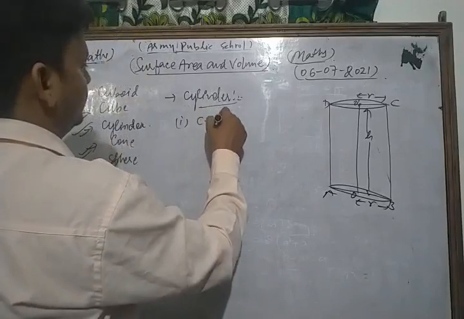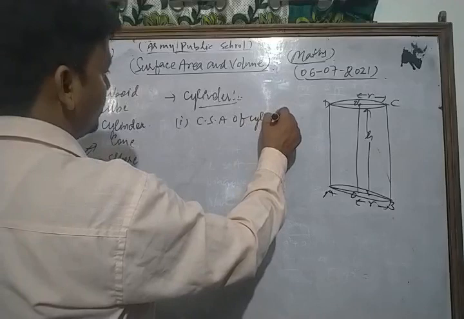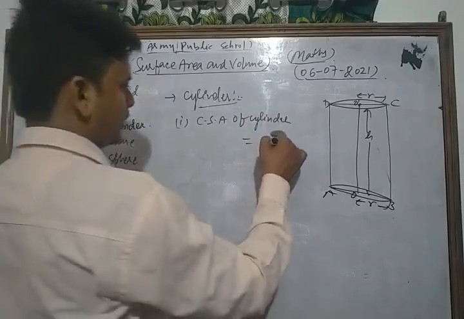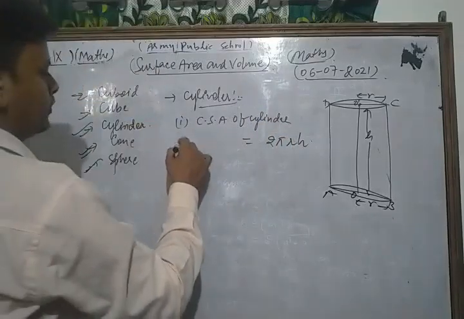Curved surface area of cylinder. Dear student, the formula for the curved surface area of a cylinder is what? 2 pi R into H. The second formula is very important.